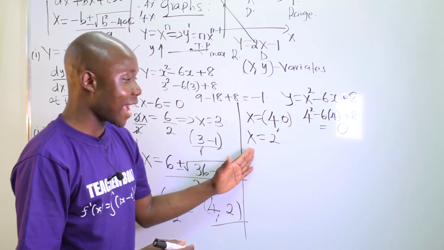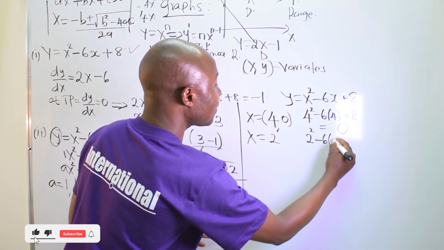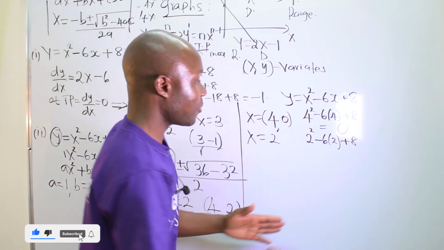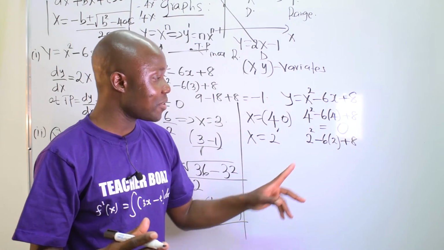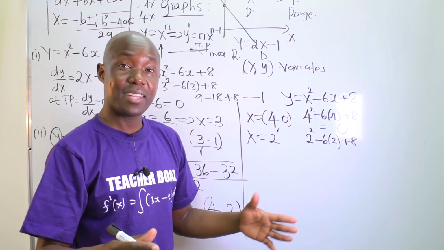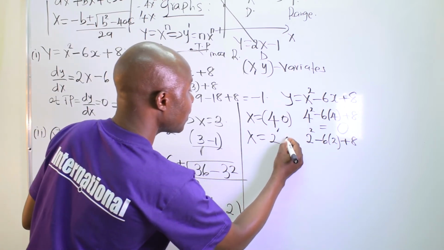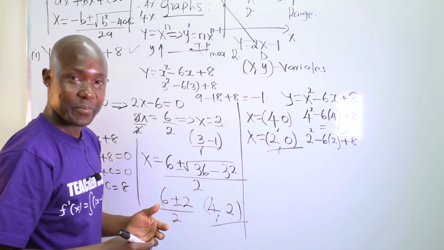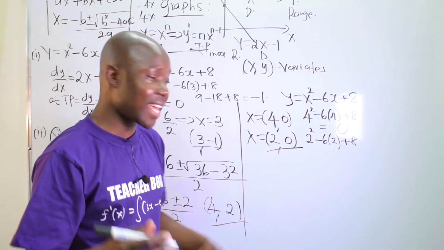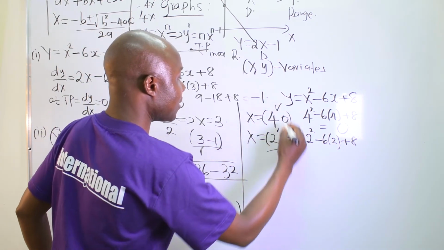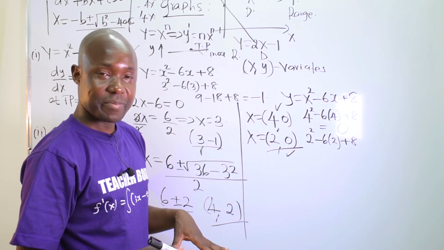Then we go to when x is 2. We square 2, minus 6 times 2, plus 8. What is 2 squared? 2 squared is 4. 6 times 2 is 12. 4 minus 12 is minus 8. Minus 8 plus 8 is 0. So those are the coordinates where it is cutting the x-axis. When it cuts the x-axis, this is the value of x and the value of y.